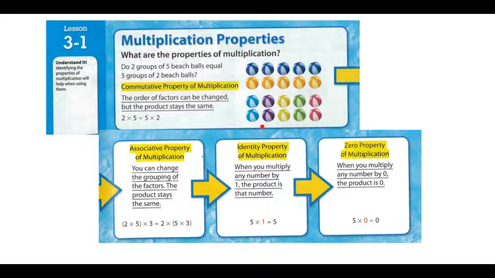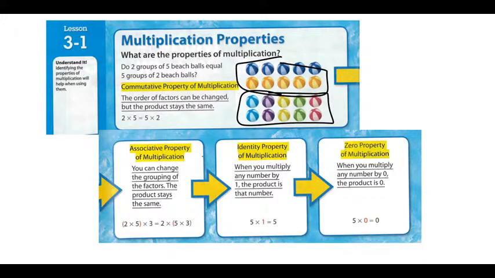Over here they have a picture to represent that. They're showing 2 groups of beach balls because the top row is blue and the bottom row is orange. And on the bottom they show 5 groups of 2 beach balls because they each have a matching color, so you can tell that's the 5 groups. It's asking if they are equal to one another, and as you can see, it's the same amount of balls in each picture.